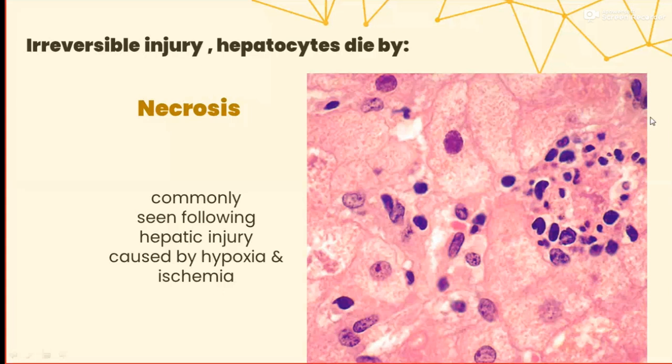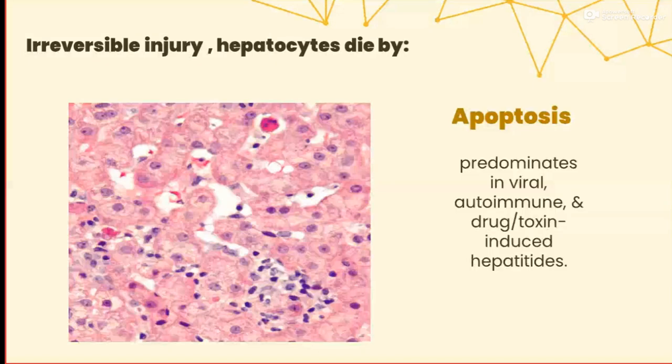We see necrosis and apoptosis interchangeably, but we may see one more than the other in certain injuries. Usually apoptosis is what we see most in viral, autoimmune, and drug- and toxin-induced hepatitis, which cause oxidative stress on the injury. Remember that oxidative stress activates the programmed cell death that we call apoptosis. Here, for example, we have this apoptotic hepatocyte, where we have disappearance of the nucleus.